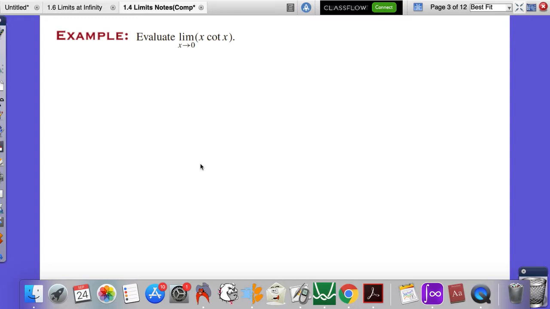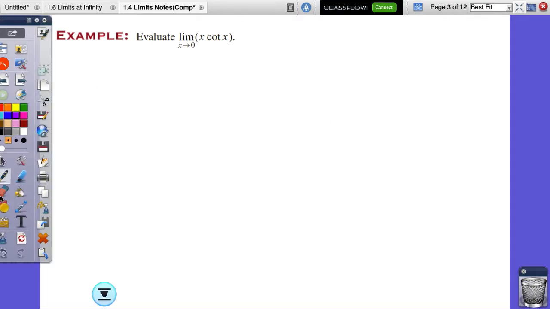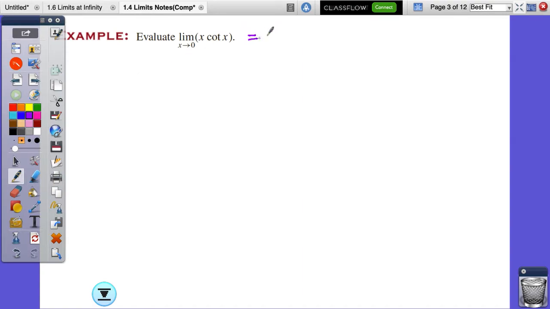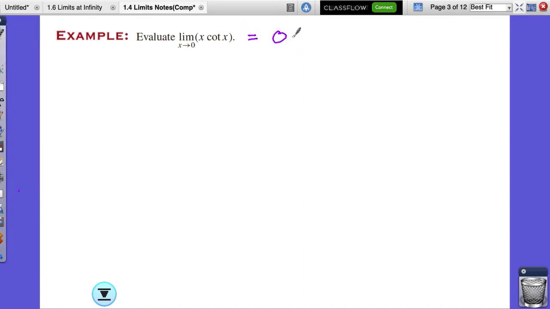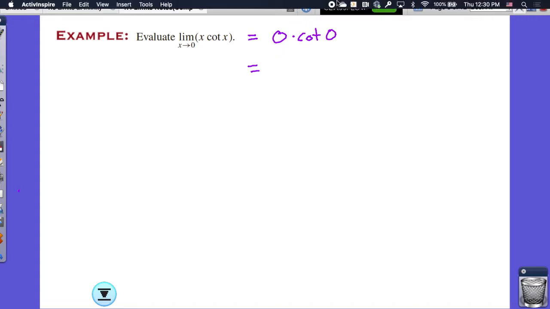All right, next couple of examples. If I were to substitute 0 in, we would get 0 times the cotangent of 0. And if we remember what the cotangent of 0 is, that's actually undefined. Cotangent does not exist at 0.